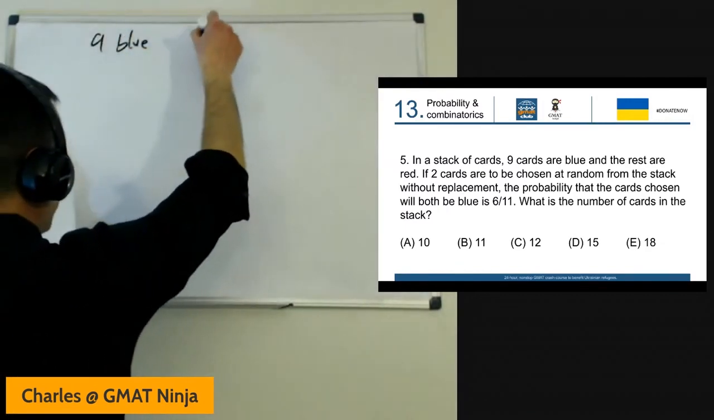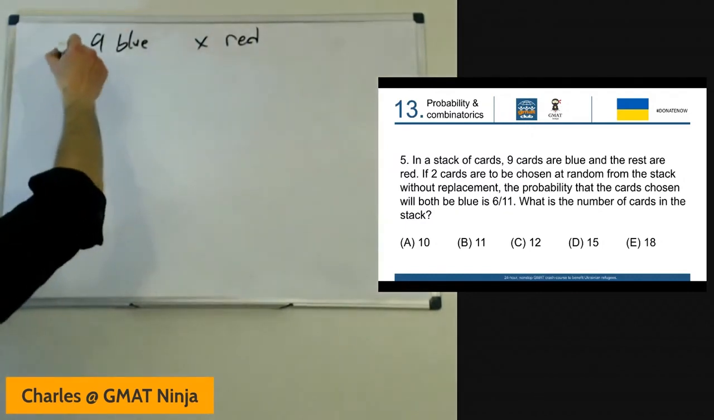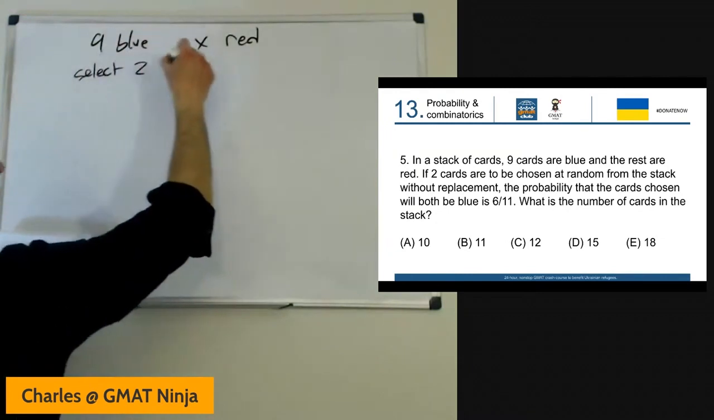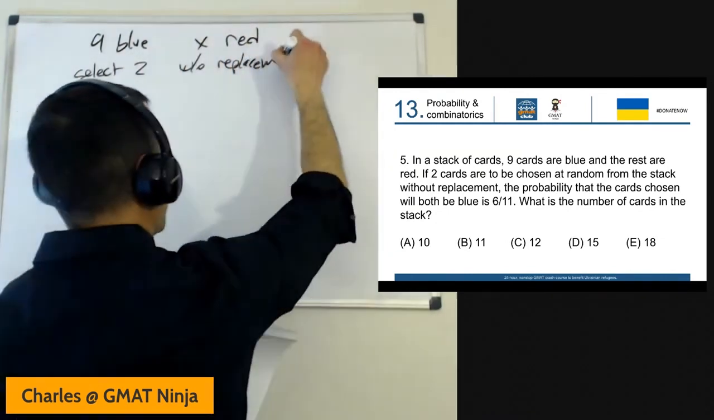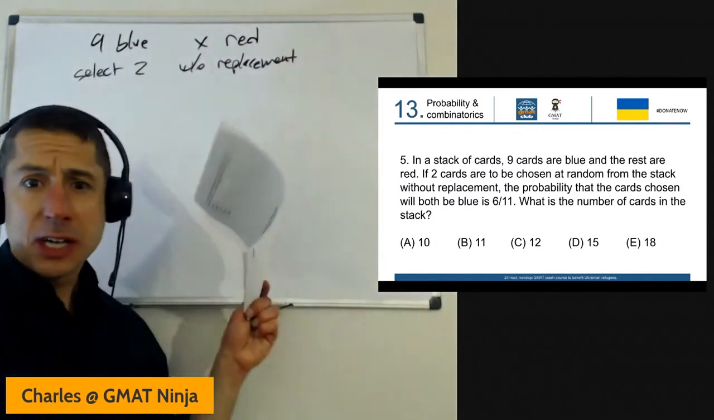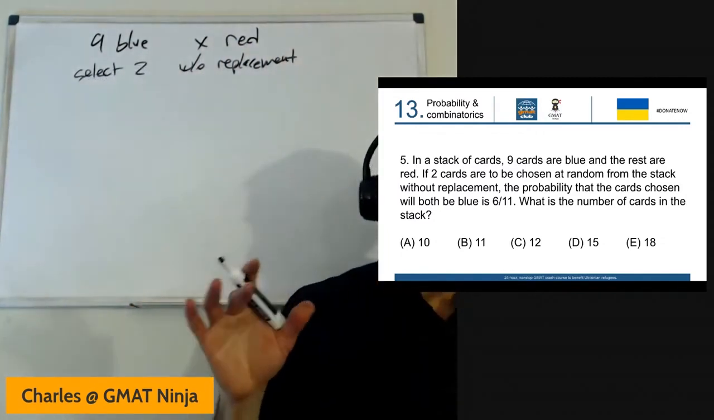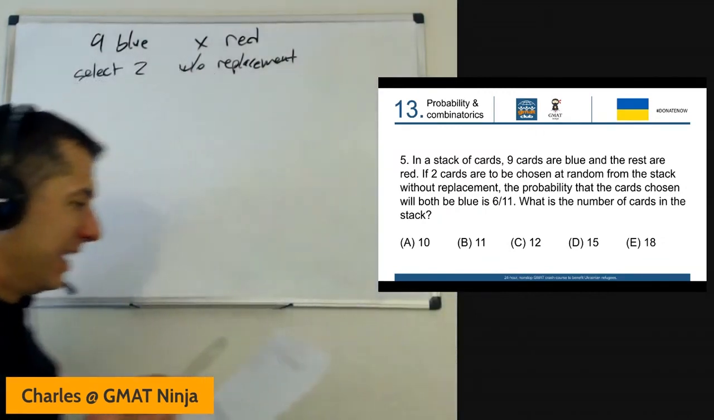And the rest are red. I'm just going to say it's X red. And we're going to select 2 without replacement. And again, look, I screw this up all the time. I'm reading it twice every time. Am I sure it said without replacement? Let me think through what that means again. Always a healthy thing to do.